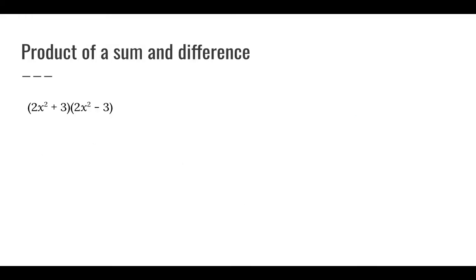The last thing that we'll discuss is the product of a sum and a difference. If you look at my first parenthesis and the second parenthesis, the terms look pretty similar. The only difference that I have is that the first parenthesis has the sum, the plus sign. The second parenthesis has a difference, the negative sign. Let's see what happens here when I FOIL this out.